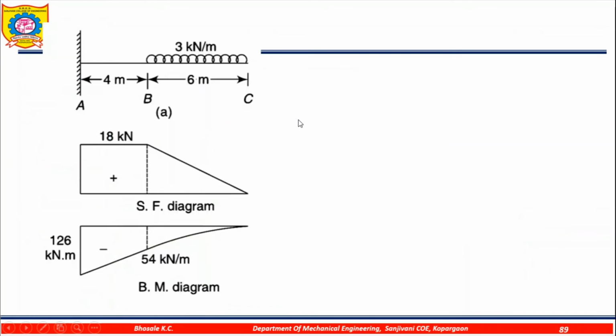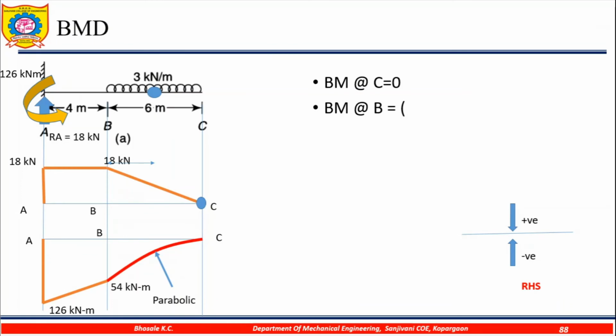That is 3 into 6, where 3 is the intensity of the UDL and 6 is the span of the UDL, and then we have to find the midpoint of this UDL. We are measuring the bending moment about point B, so we consider the distance between the midpoint and point B, which is 3. So 3 into 6 into 3 is 54. It is going in the clockwise direction, so minus.